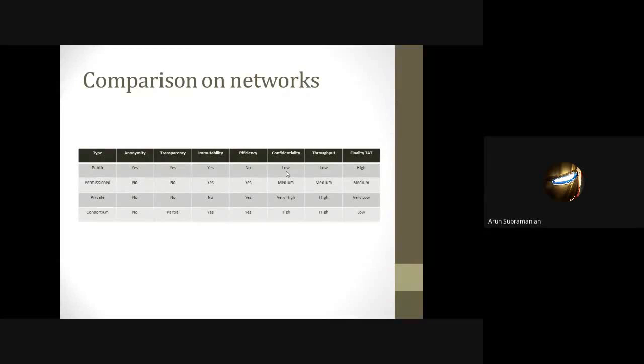So these are the network types and these are your learning outcomes. Any questions, Steve? So, time for the questionnaire.